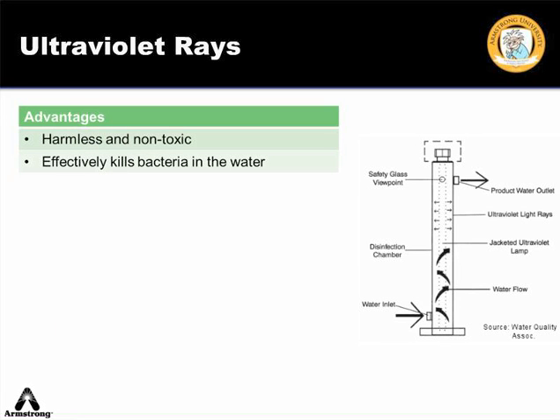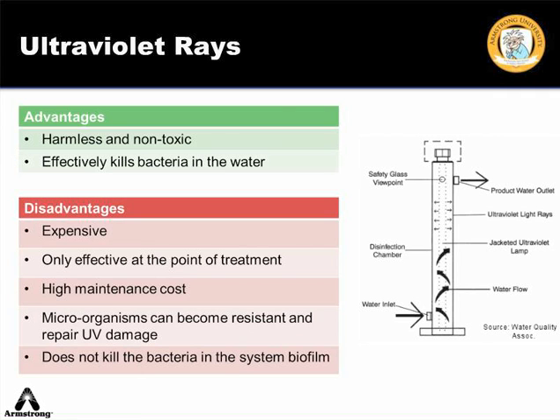Advantages of UV treatment include it's harmless and non-toxic, and it effectively kills bacteria in the water. Disadvantages are it's expensive. It's only effective at the point of treatment. There are high maintenance costs, lamps wear out, are fragile, and need replacement. Microorganisms can become resistant and repair UV damage. And it does not kill the bacteria in the system biofilm.